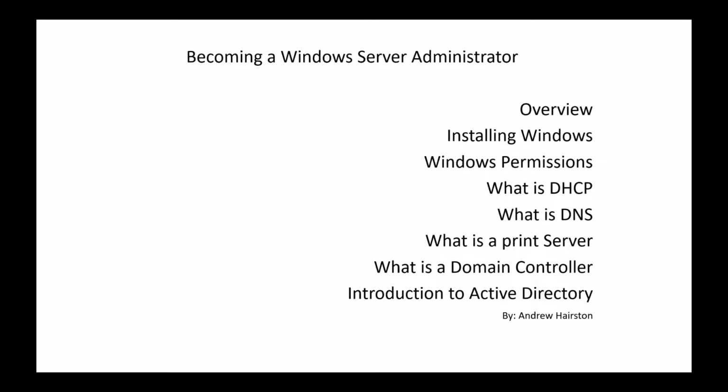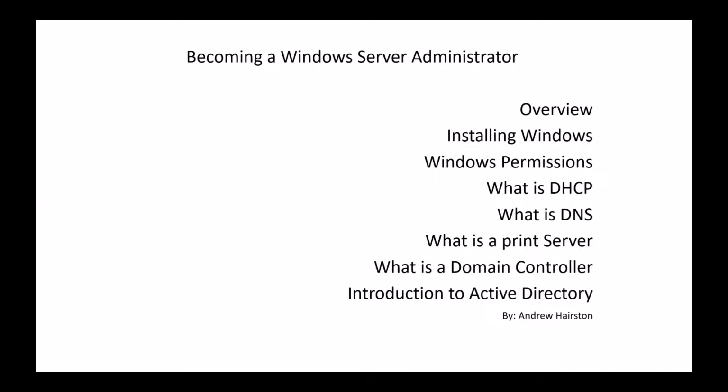Okay, so we'll go ahead and go over some of the topics listed on the screen. We're going to do an overview of what Windows Server is, from the time you press Control-Alt-Delete on your keyboard to log into your computer at your desktop. We're going to go over installing Windows, what that looks like from beginning to end. We're also going to go over Windows permissions: folder permissions and file permissions, when we set those permissions for users on the network.